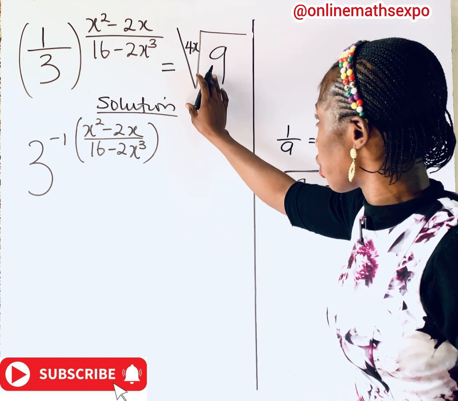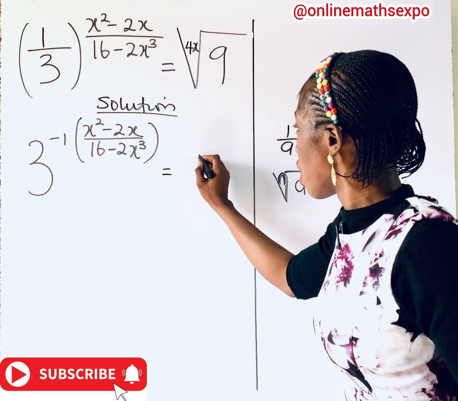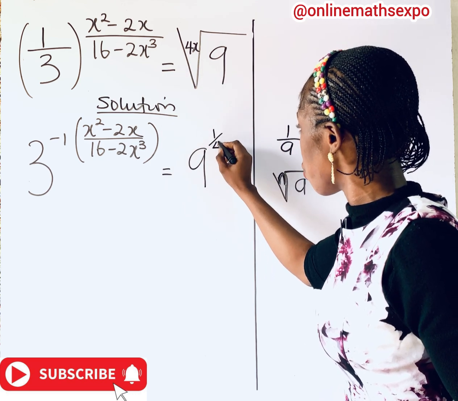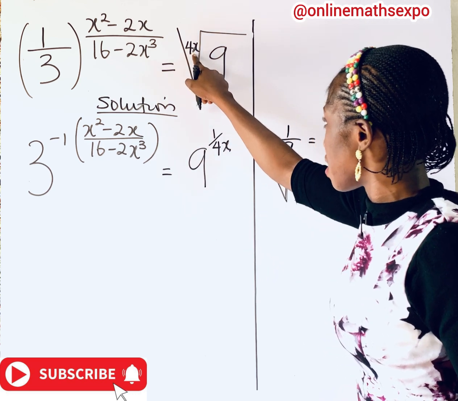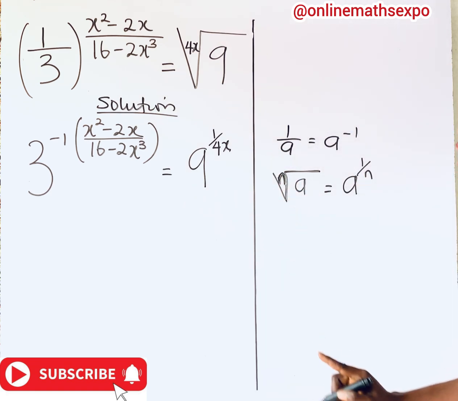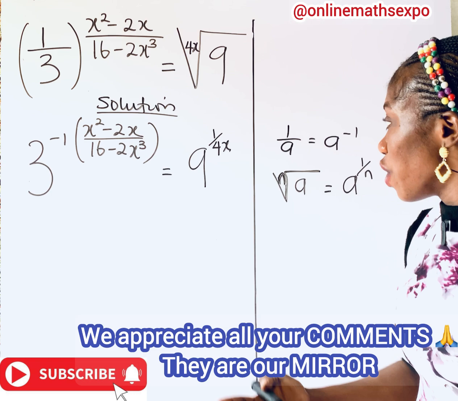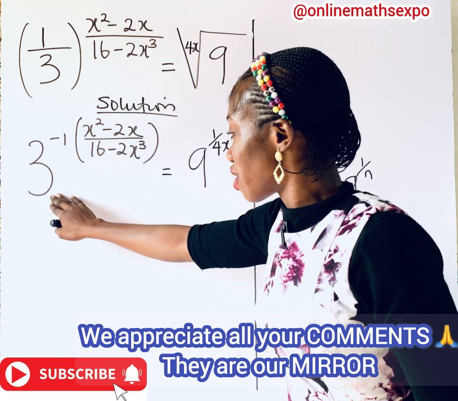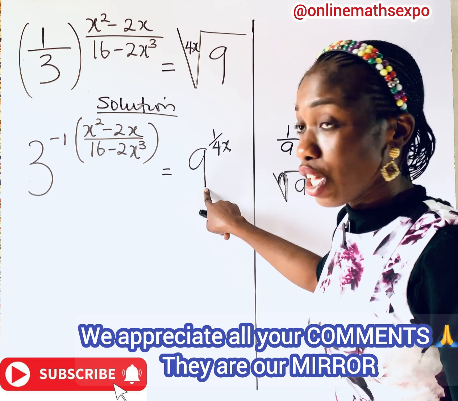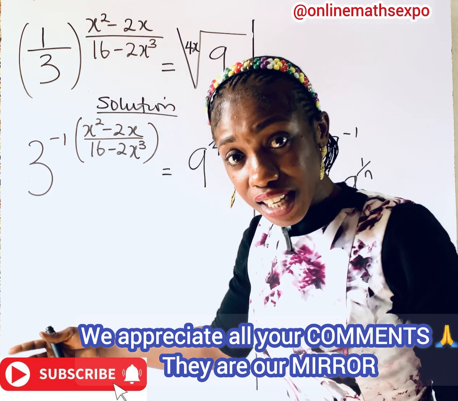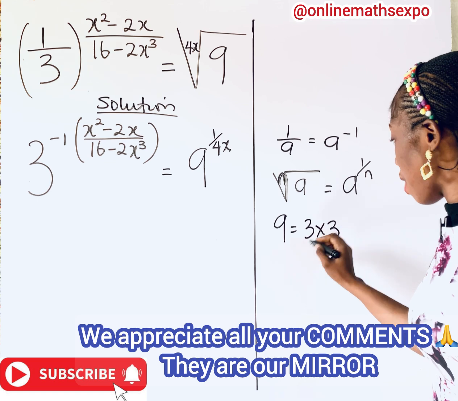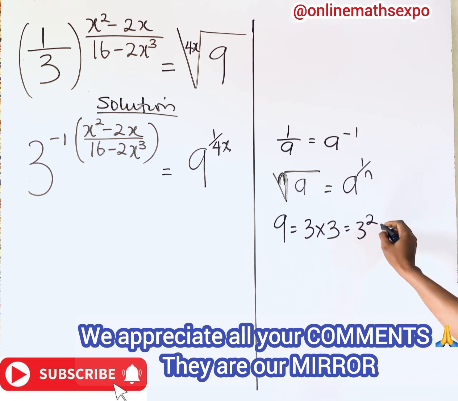We are going to have, for this is going to give us 9, and we are going to raise it to the power of 1 over 4x, because this is the same as our n. I hope this is clear. So what do you think you should do again? Now, when you look at this, the bases are not the same. So we're going to make this 9 to be in base 3, since we know that 9 is the same as 3 multiplied by 3, which is 3 squared.